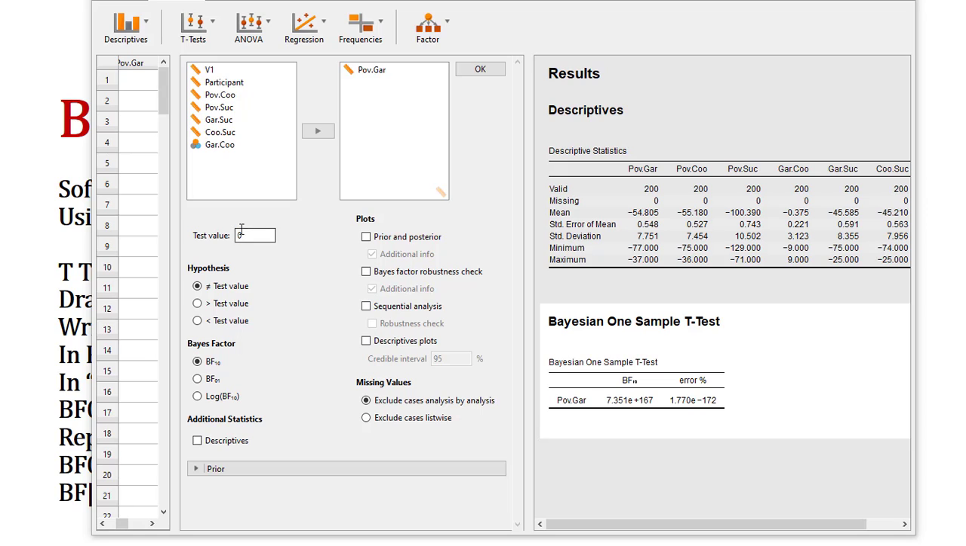But we need to do two things. First of all, change this test value. The test values we have to use are minus 53 and minus 56, which are the theories of the two different researchers. So let's put minus 53. Basically, we are going to obtain the Bayes factor for minus 53 and the Bayes factor for minus 56, and then we obtain the ratio of these two Bayes factors.